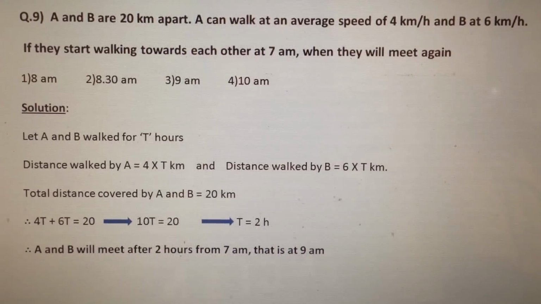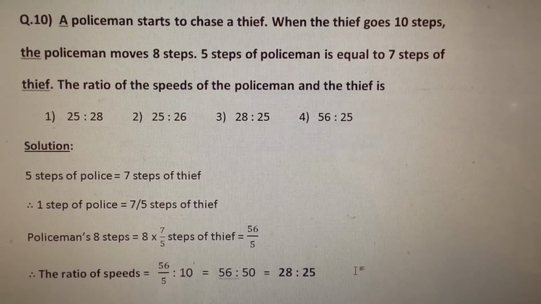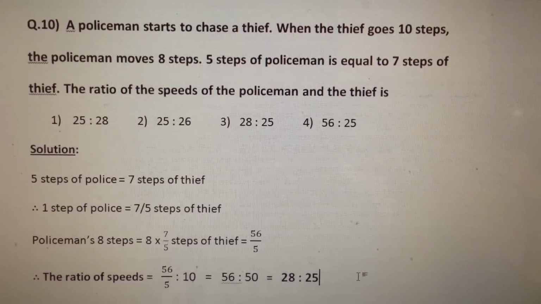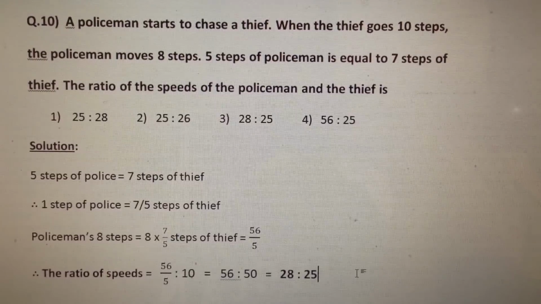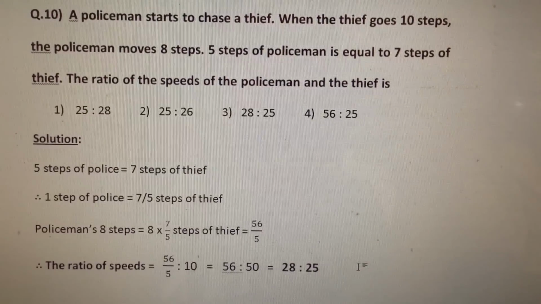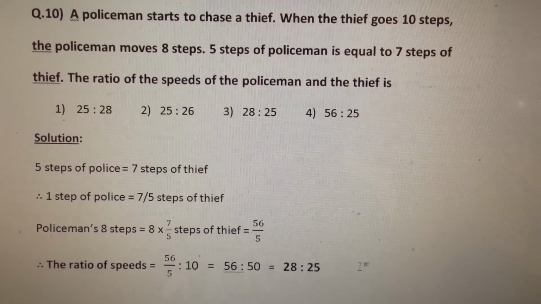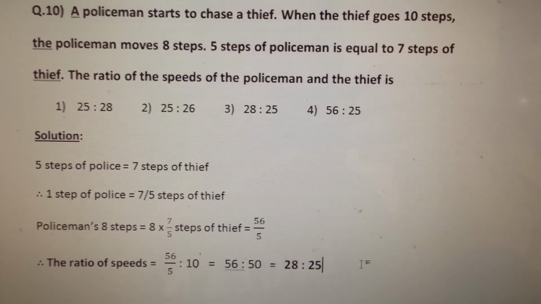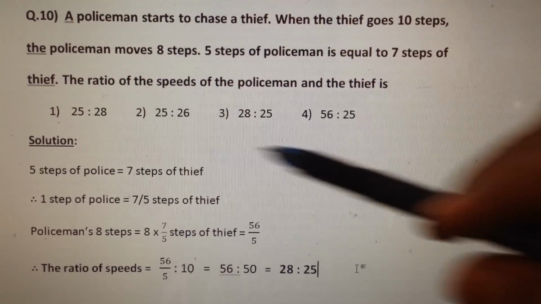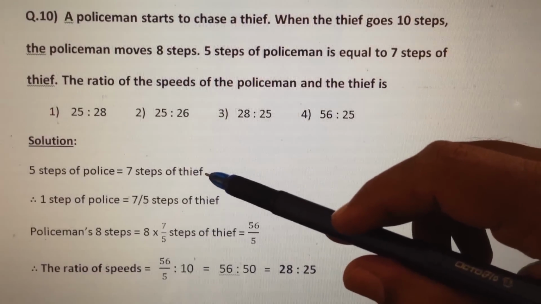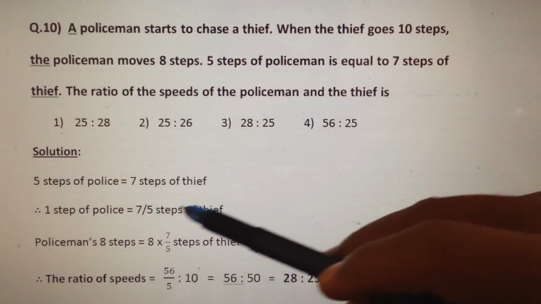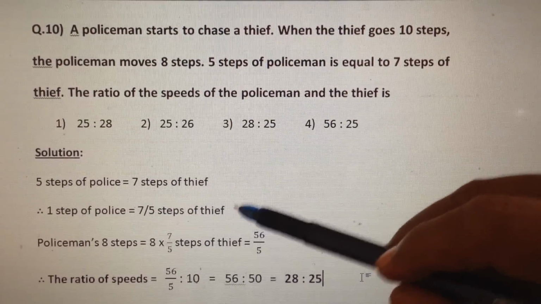Okay, next question. A policeman starts to chase a thief. When the thief goes 10 steps, the policeman moves 8 steps. 5 steps of policeman is equal to 7 steps of thief. Now, what is the ratio of the speeds of policeman and thief? It is given that 5 steps of police is equal to 7 steps of thief. Therefore, 1 step of police is equal to 7 by 5 steps of thief.